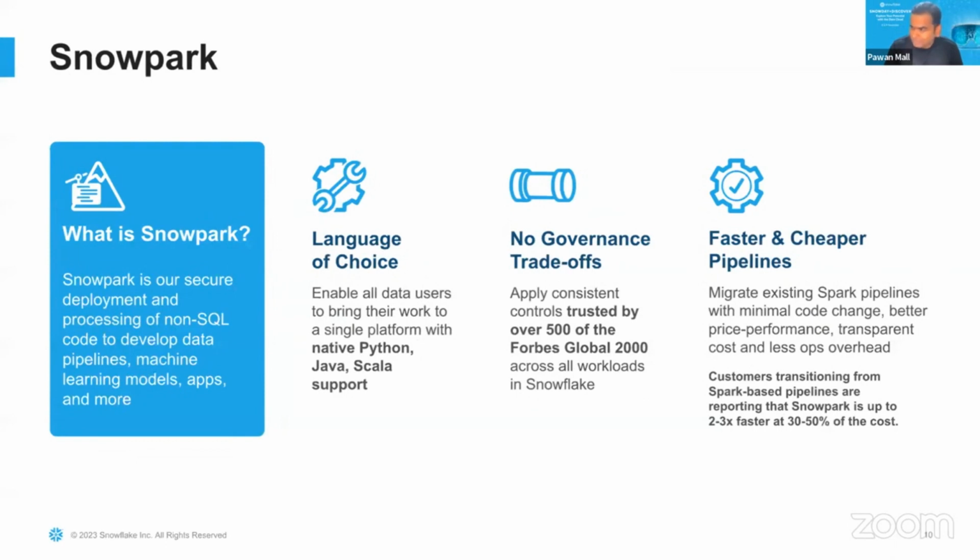Snowpark is basically a development library which allows you to run any non-SQL programming languages. You can use any of those languages to build data pipelines, machine learning models, or any sort of applications. The benefit of using Snowpark over Spark or similar solutions is that you are processing everything within the Snowflake platform itself. You're not moving the data outside, processing it, and then writing it back to Snowflake. Instead, you are pushing down the logic directly and executing it within Snowflake.